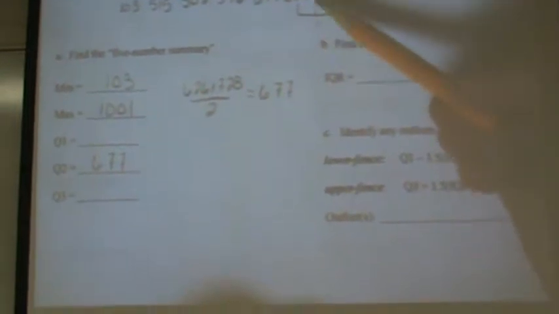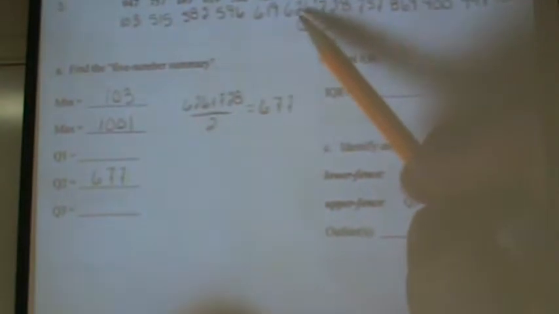And we end up getting 677. So our Q2 value is 677. Our Q1 value now that we had an odd number, our median is right in between those two numbers. Where that dotted line is where our median is for the entire set.